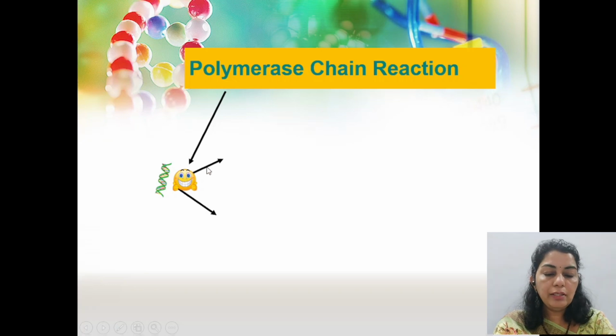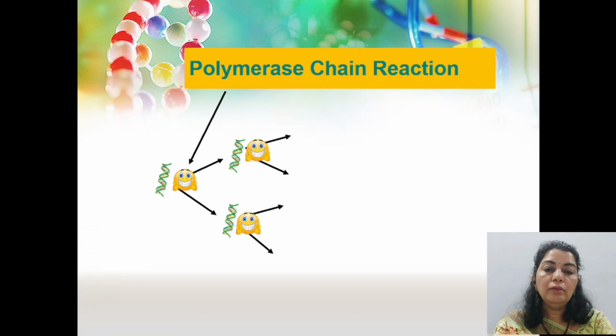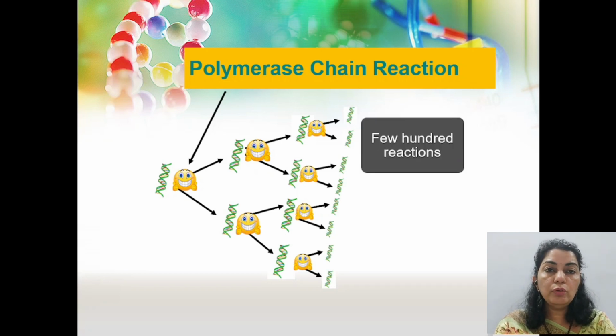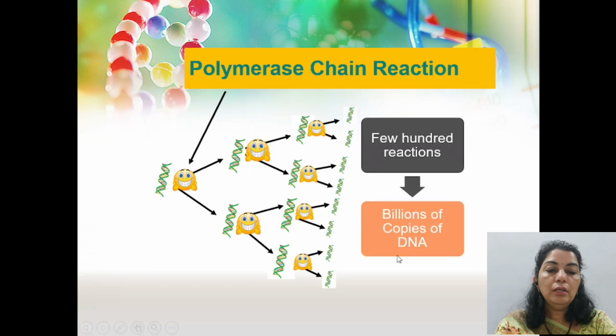After completion of the first cycle, we get 2 DNA molecules. After completion of the second cycle, we get 4 DNA molecules. After completion of the third cycle, we get 8 DNA molecules and so on. So you will find that after completing a few hundred PCR cycles, you will obtain nearly 1 billion copies of the desired DNA.